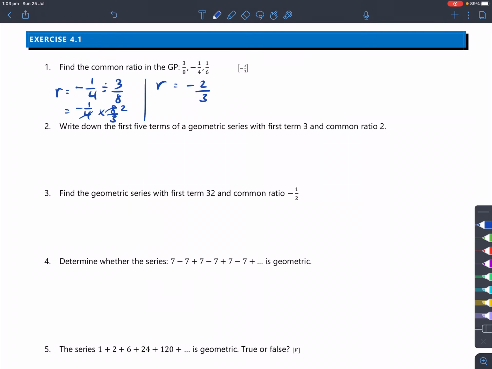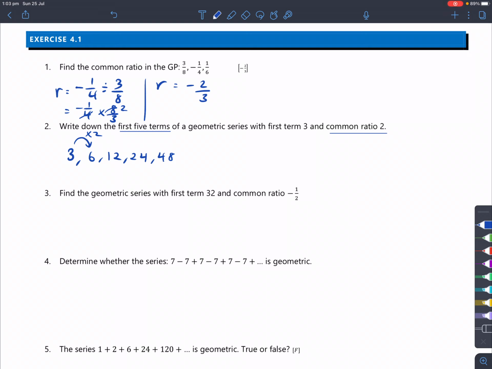Moving on. Write down the first 5 terms of a geometric series with first term 3 and common ratio 2. So we start with the number 3, but because the ratio is 2, we're going to multiply this by 2 and repeatedly do that to get the next numbers until we get the first 5 numbers. So multiplying by 2 again gives us 12, 24, and 48.